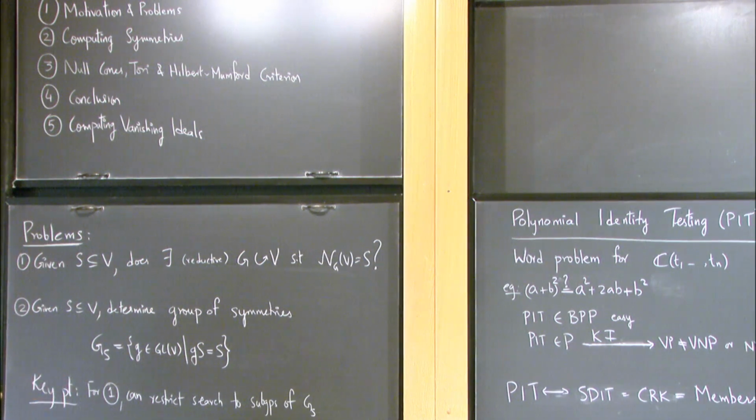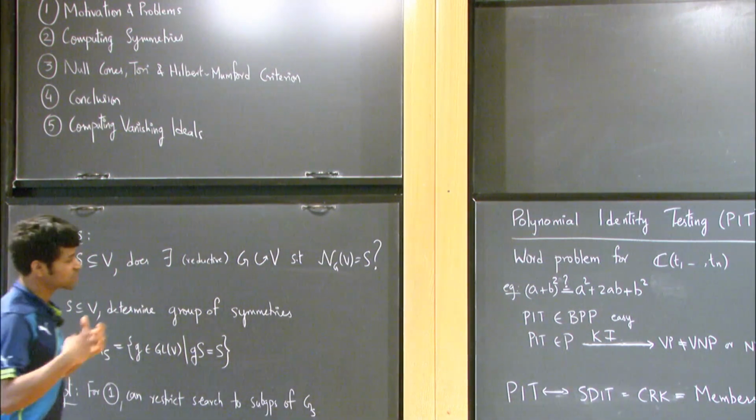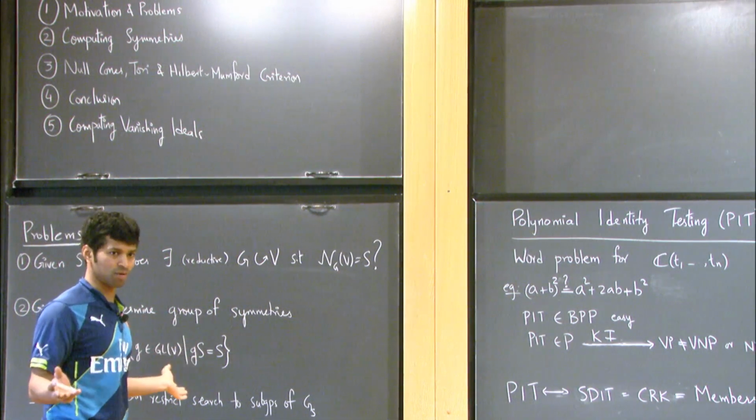Okay. After that, we're going to go back to null cones and the Hilbert-Mumford criterion that I'm going to recall from last time, and then we're going to do a conclusion, which is the main result. And finally, I'm going to talk about computing vanishing ideals if I have time, which I probably won't have. Okay. So I'm going to start with the motivation, and only then I will define the problems for you.